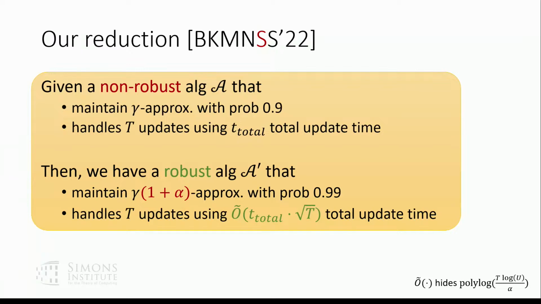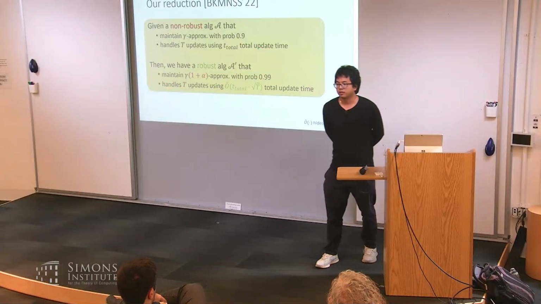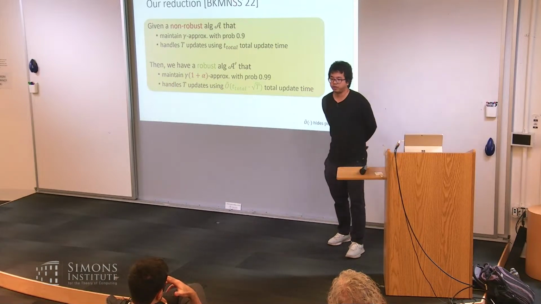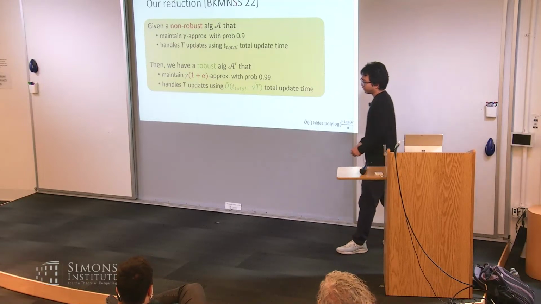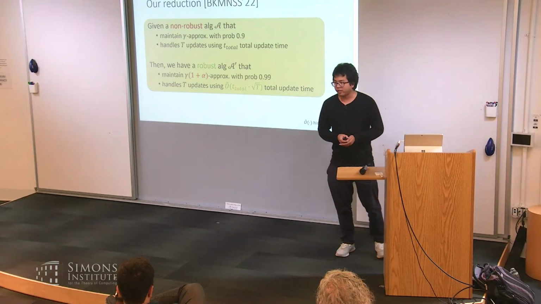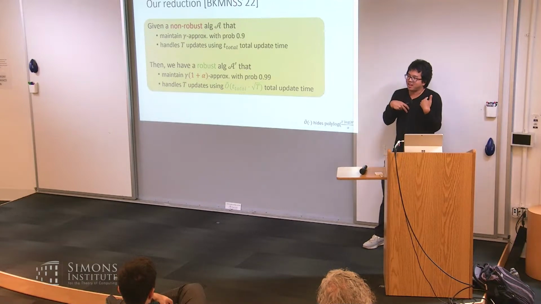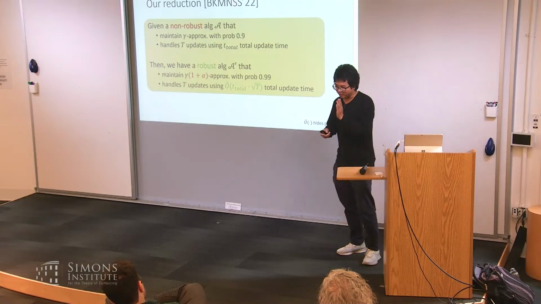Yes? Just a question. So you mentioned that the adaptive adversary only sees the previous outputs, but doesn't see the randomness of the algorithm. Does it make a difference? It makes a lot of difference. So the question is whether it is important that the adaptive adversary sees only previous answers and not the random choices inside the algorithm? And the answer is yes. We only assume that it only sees the answers, and this is crucial for this technique to work.